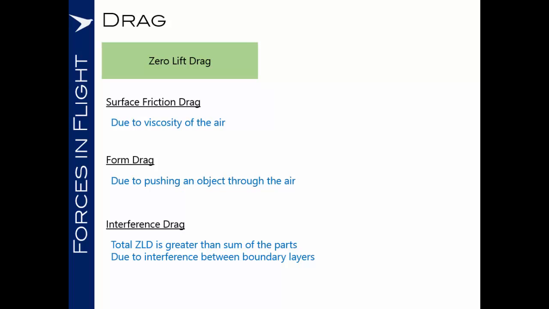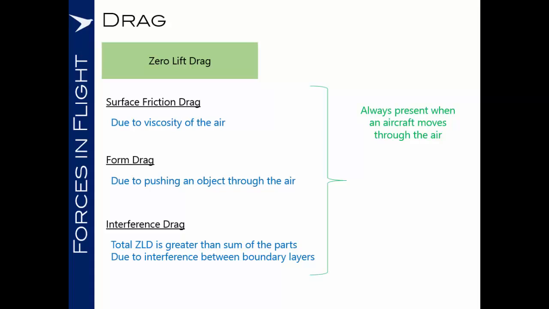And the third component of zero lift drag is interference drag. It's noted that the total zero lift drag is greater than the sum of the parts. That is to say that if we were to add up all of the little increments of form drag and surface friction drag over the whole of the aeroplane, we'd actually note that it is less than the total quantity of zero lift drag that we have experienced. And this is because as the wings join the fuselage, or we have any meeting of two parts of the aircraft, the quantity of air which is affected by the surface friction drag and the form drag across those two components will be slightly larger. This is due to the interference between the boundary layers on different components.